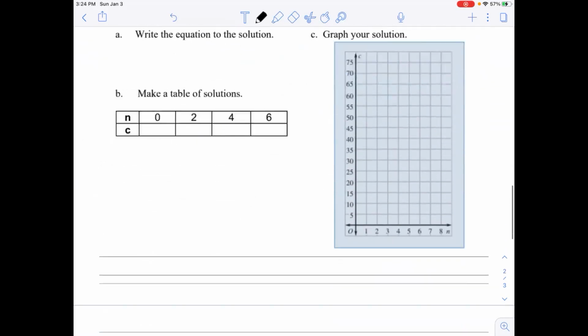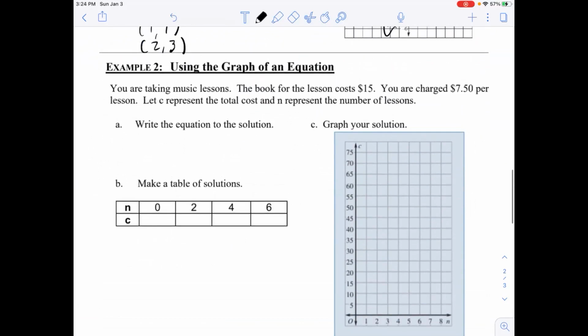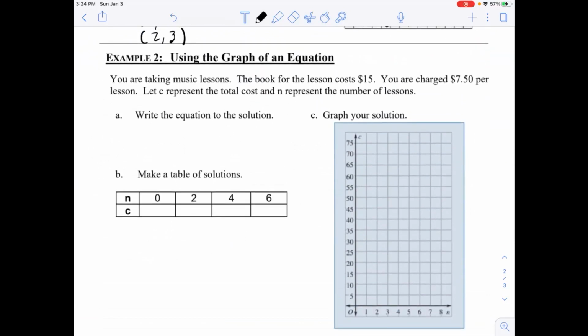Okay? For the next one, using the graph of an equation, you're taking music lessons. The book for the lesson costs $15. You are charged $7.50 per lesson. Let C represent the total cost and N represent the number of lessons. So in this case, we aren't given the equation. We have to first come up with the equation, and we're given this word problem.